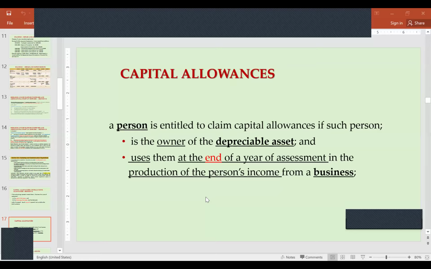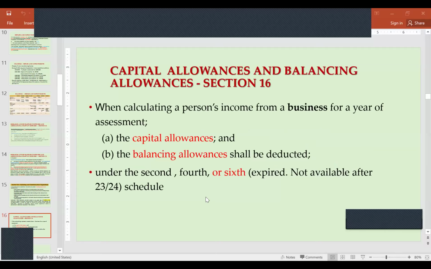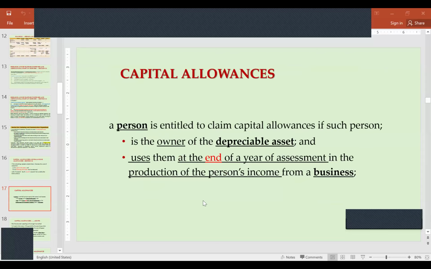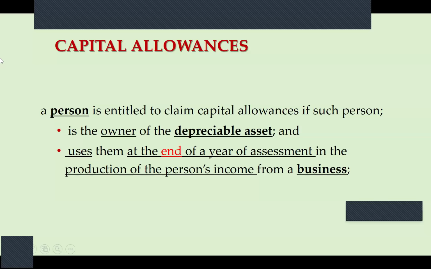That is why we are granting capital allowances. We are considering the cost of the asset, then the lifetime of the asset, that is the depreciation period. So we believe that these assets can be used for a 5 year period, so we divide that cost by 5 to calculate 1 year's cost. That is why we are calculating capital allowances by using the lifetime of the asset. For that purpose, that asset should be a depreciable asset. A person is entitled to claim capital allowances if such person is the owner of the depreciable asset.